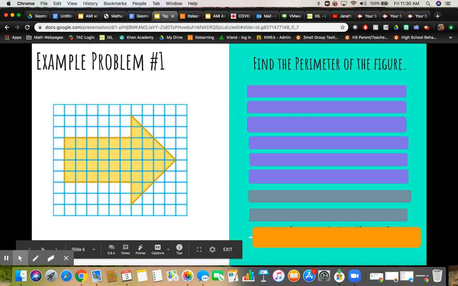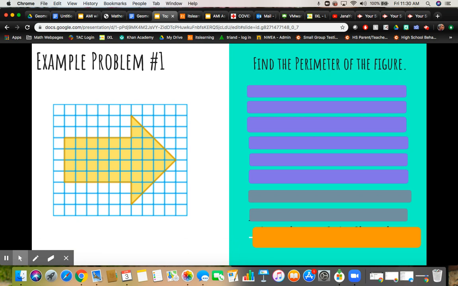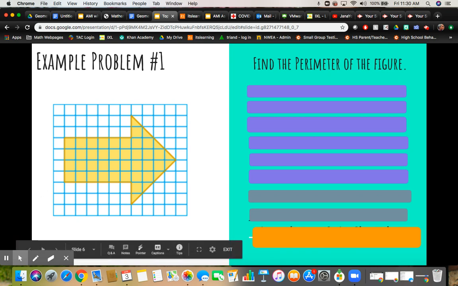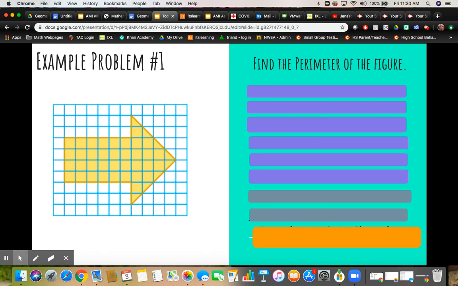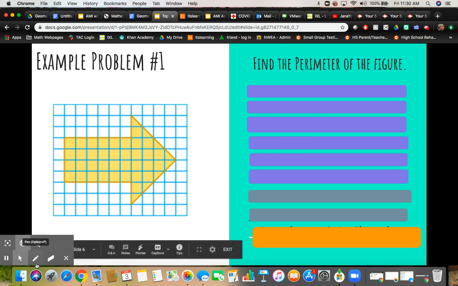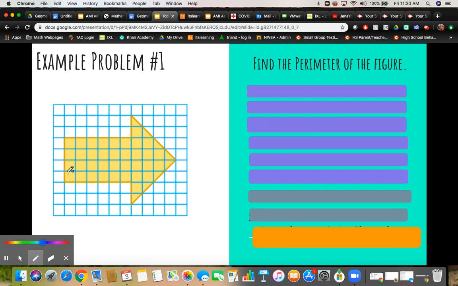So let's actually try an example problem. In this figure, it looks like I'm given an arrow. And we said that an arrow is pretty common, that we see them around. Well, let's count the sides of my figure and figure out what we do know. So I know right here on this top portion that I'm looking at, let me color it in for y'all so y'all know where I'm looking. So let's count this side right here.